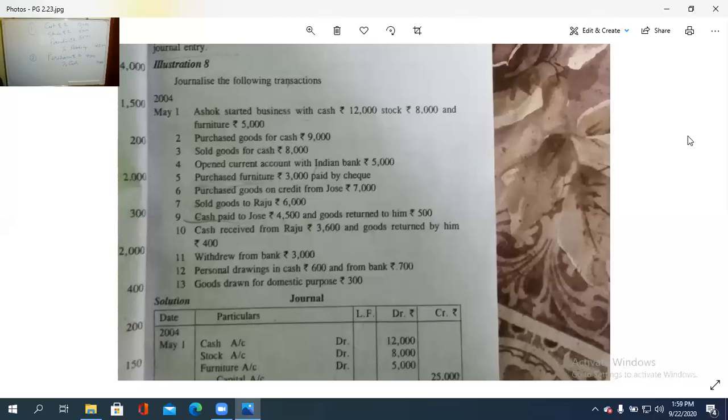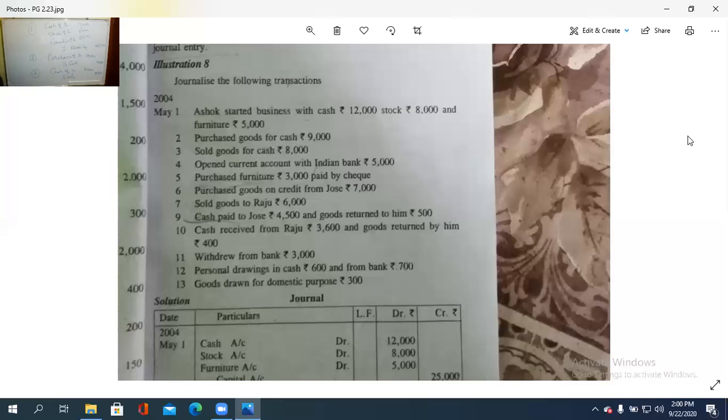Okay, next sold goods for cash, cash account debtor to sales because cash is coming in and goods is going out, isn't it? So we made a cash sale of 8,000.